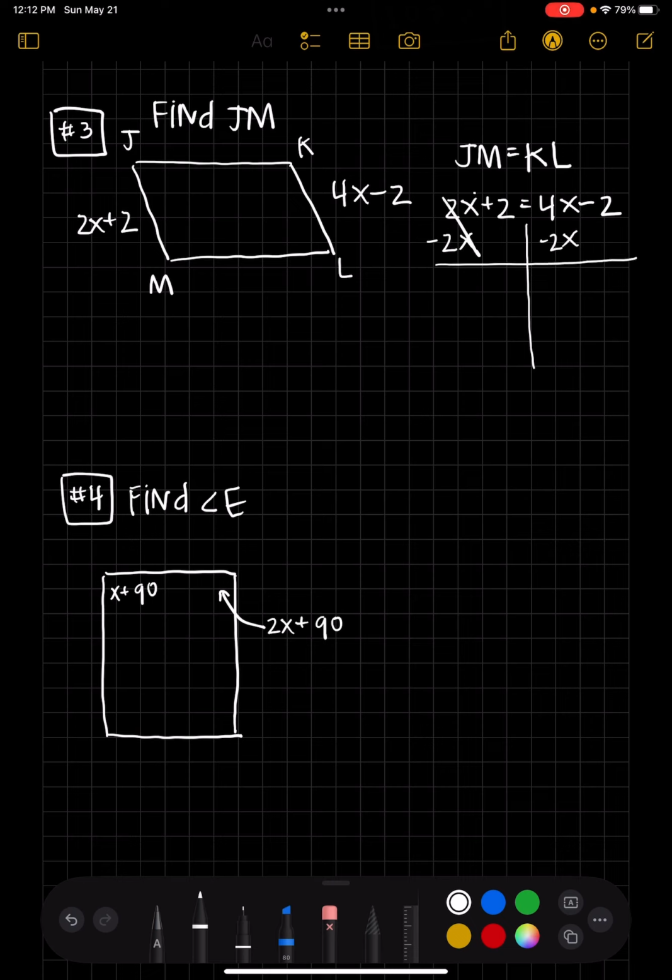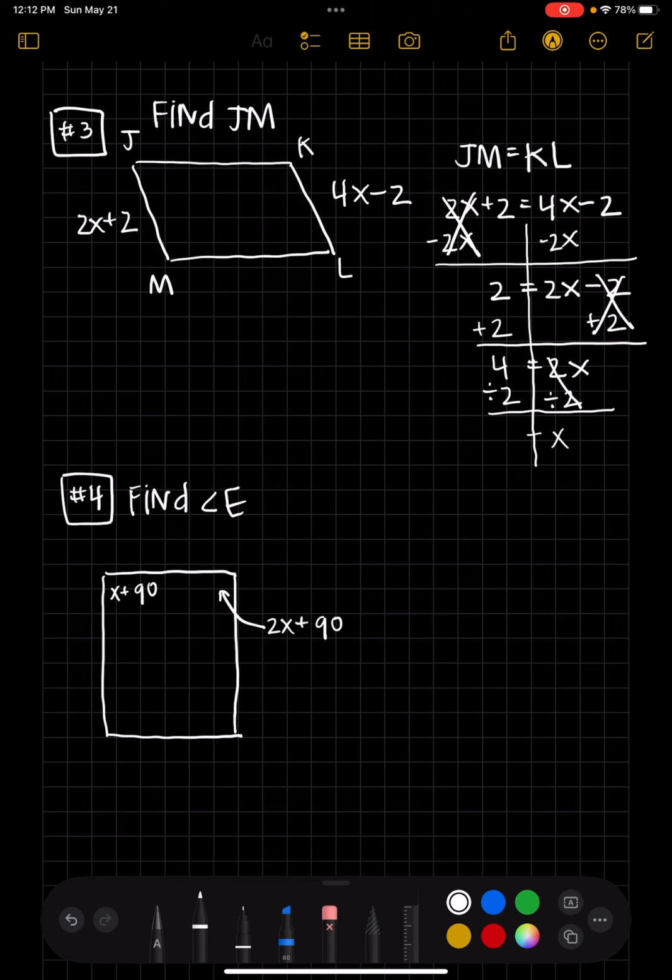The 2x's cancel out over here. I'm just left with 2. And then 4x minus 2x gives me 2x minus 2. Now I'm going to add this 2 to each side. 2's cancel out over here. We're left with 4 is equal to 2x. And then we're going to divide each side by 2 to get that x by itself. We get x is equal to 2.